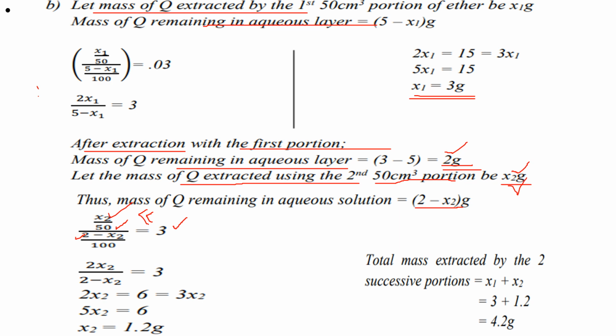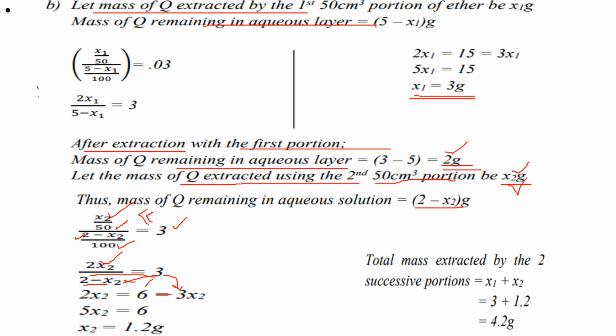Mass left was 2 minus x2, divided by the total volume that we are using to get the molar concentration. If you do the math, you find the reciprocal and you cross out everything, you end up with 2x2 divided by 2 minus x2. And if you cross multiply, 2x2 is going to be equal to 6, because 3 will multiply 2. 3 will multiply 2, you get 6. And then 3 will multiply x2, you get negative 3x2. That's after cross multiplication.